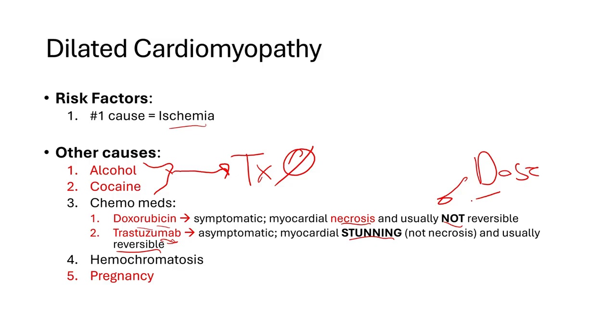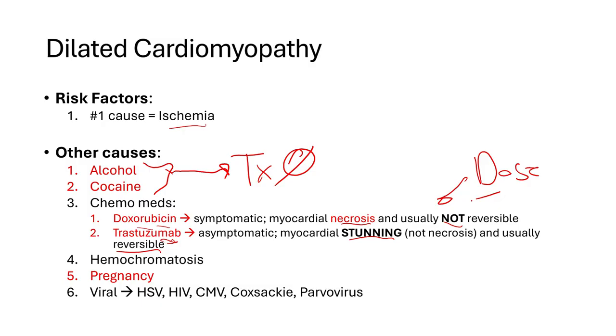Pregnancy, such as peripartum cardiomyopathy, which can be diagnosed between 36 weeks pregnant up to 5 months postpartum. We will talk about this at the end of this lecture. And then, of course, viral is a very common cause of viral myocarditis. Some common causes are Coxsackie, CMV, HIV, etc.